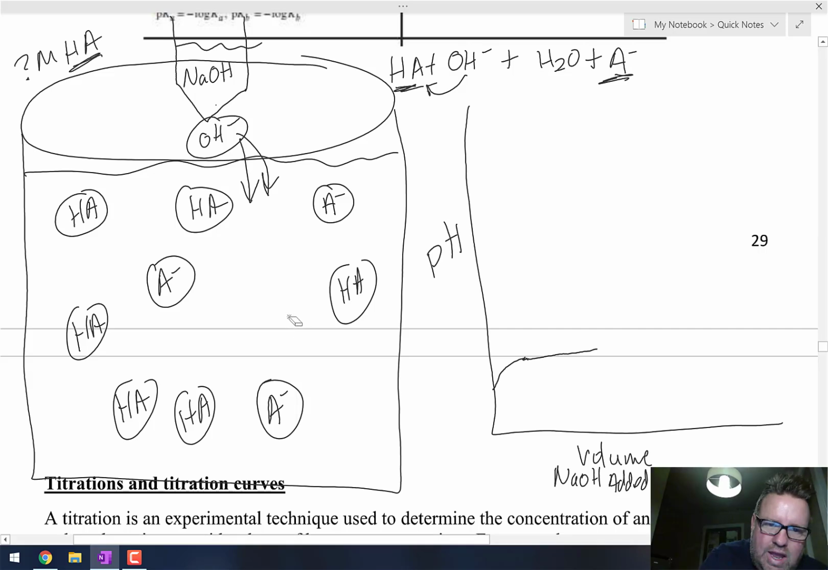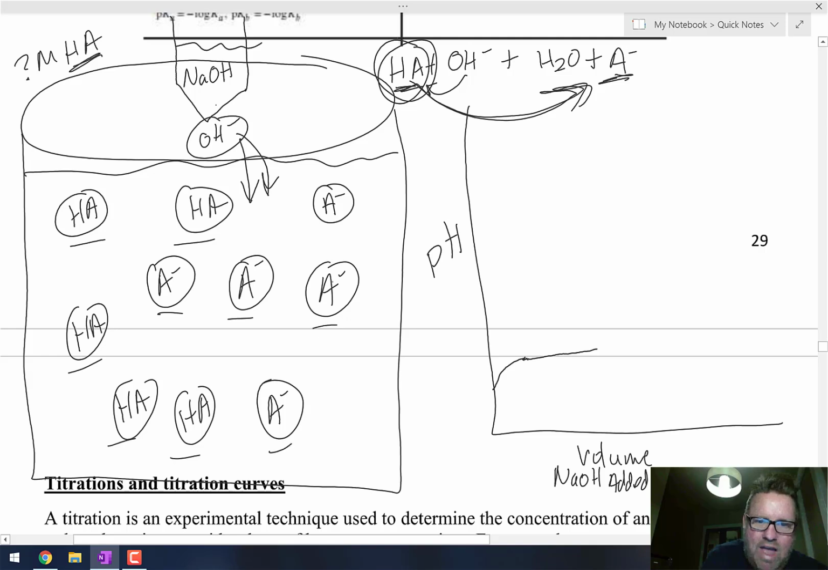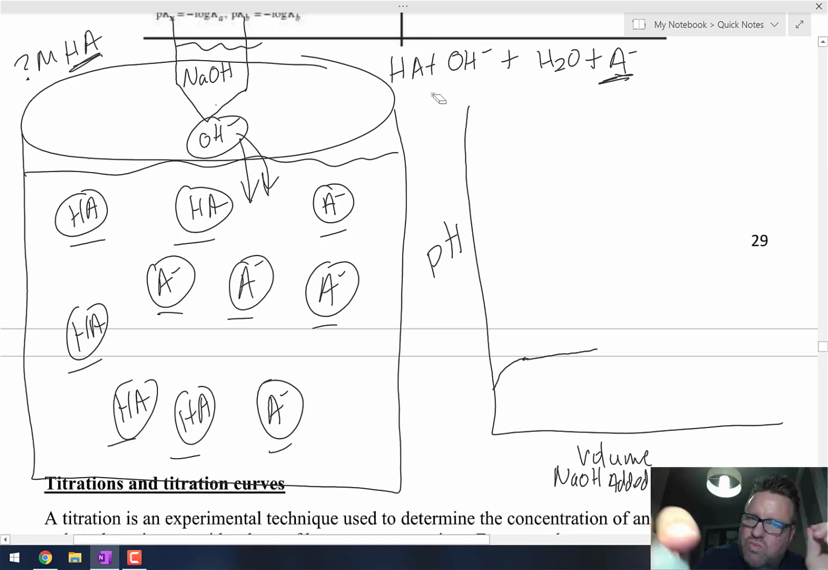Okay, and eventually, I'm going to keep adding more base, and those acid particles, these HA particles, keep turning into more and more A minuses. Notice we get to a point where exactly half of those HA particles, we had 10, we're left with 5. Okay, and now we have 5 of the conjugate base. We have a solution that contains, this is really important, pay attention to this part, an equal concentration of the acid and its conjugate base.